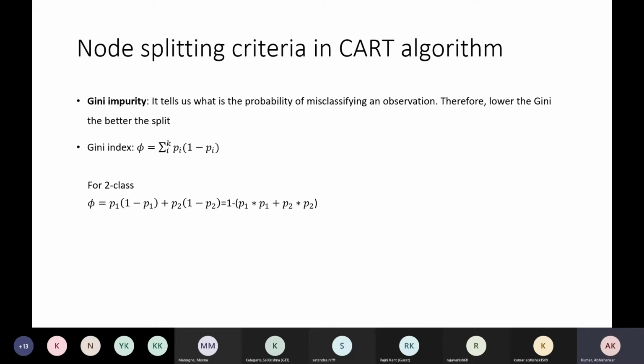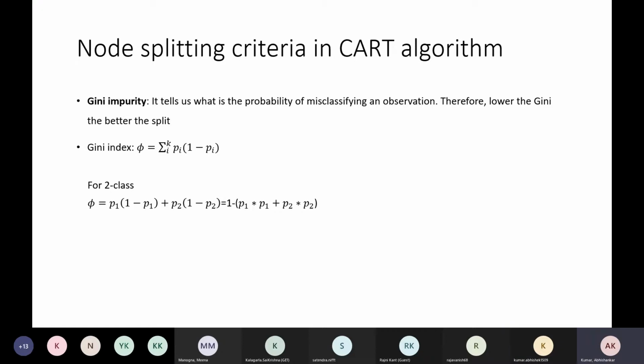At every node you have to calculate the Gini index, and the Gini index tells us the probability of misclassification. And when it is split, again at every node you have to calculate this number. So for a two class problem, can you tell me how this formula looks?